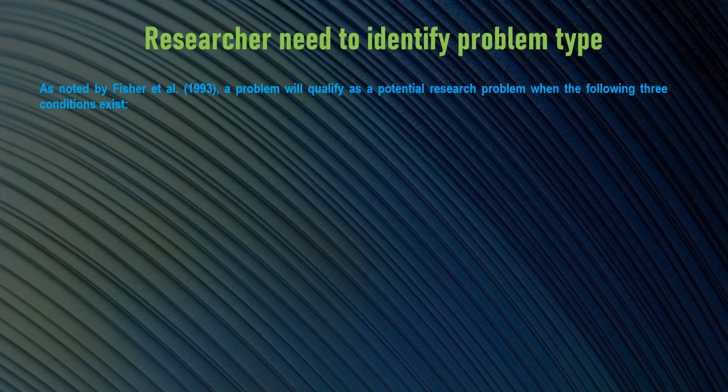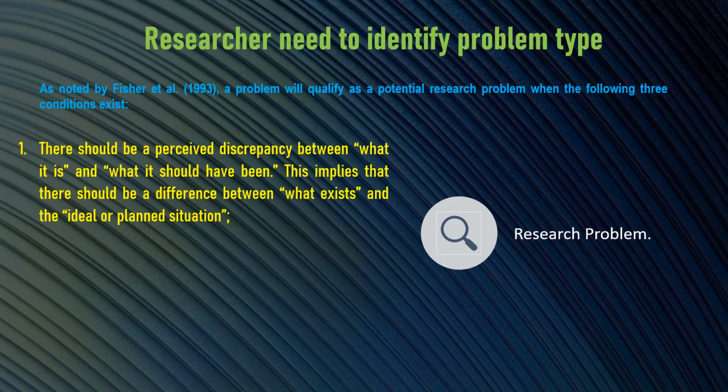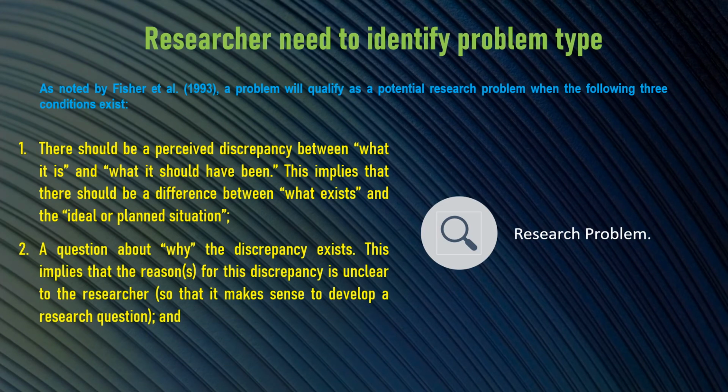As noted by Fisher et al., a problem will qualify as a potential research problem when the following three conditions exist. First, there should be a perceived discrepancy between what it is and what it should have been. This implies that there should be a difference between what exists and the ideal or planned situation.